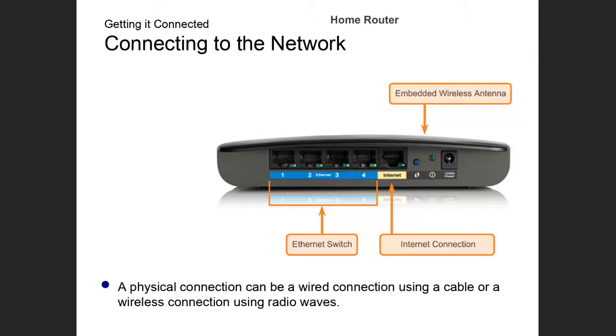Now let's look at connecting to the network. This is a typical looking home router type device. Most home routers have a four-port Ethernet switch, blue, it's almost always blue, and they have a yellow plug that goes to the internet, or it might say LAN and WAN instead of Ethernet and internet, and then they have a Wi-Fi system built into them.